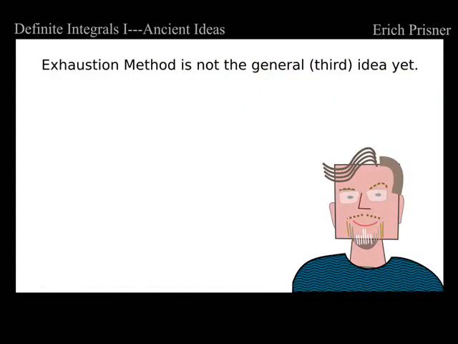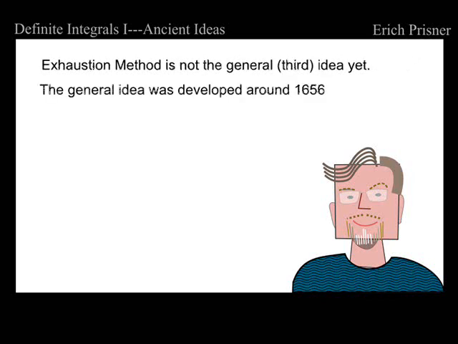The exhaustion method, as used by Archimedes, worked in some cases, but not in others. It certainly wasn't the general method yet. The general method was developed about 2000 years later by the mathematicians Pierre de Fermat and John Wallis, and also put in a more general framework by Newton and Leibniz again.